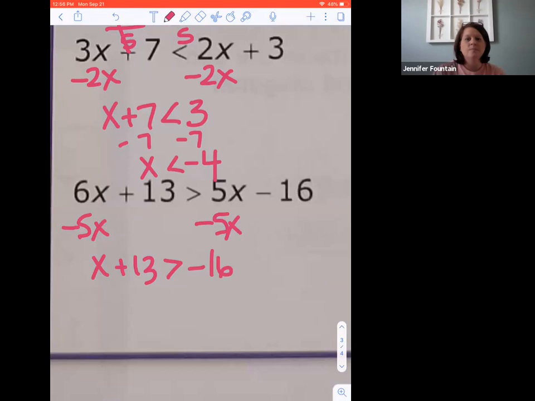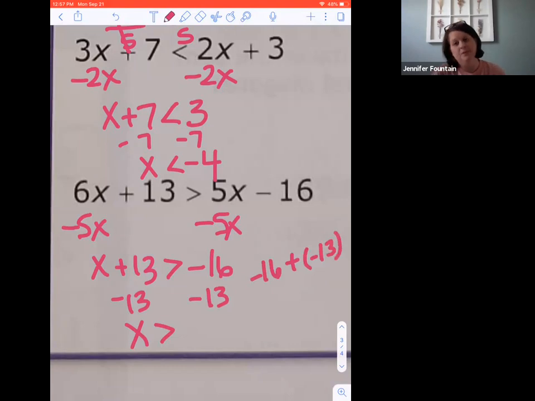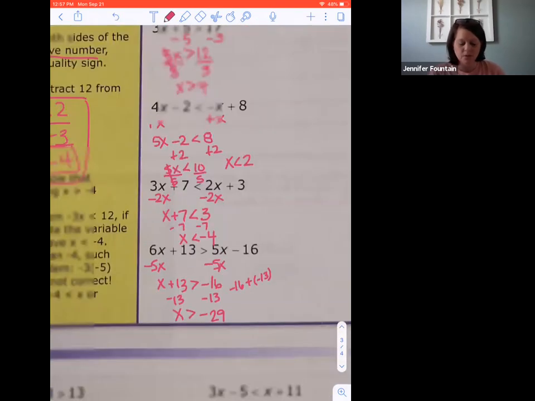Okay. X is being added to 13, so I know that to be able to get x by himself, I need to subtract 13, and x is greater than, now I've got negative 16 minus 13. Remember, this is the same as negative 16 plus negative 13. So I know a negative minus a number gives me a larger negative, so that is going to be negative 29. Any questions about this classwork?